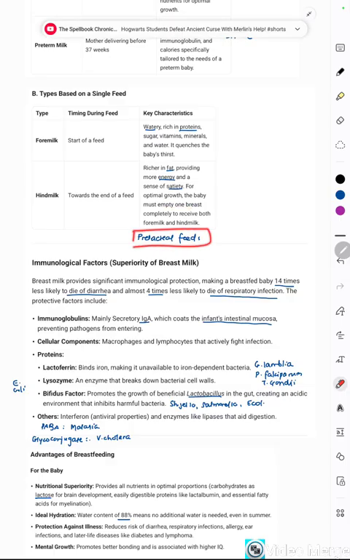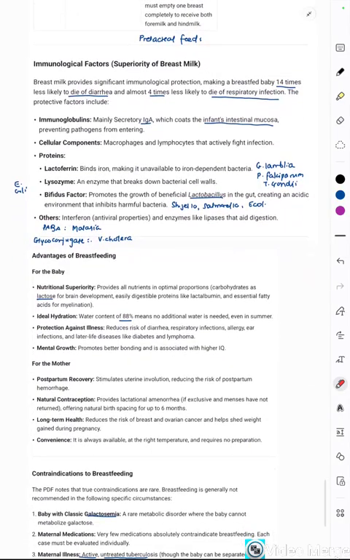Now, prelacteal feeds. If any prelacteal feeds are given, then these prelacteal feeds increase the risk of clostridial sepsis. Now, immunological factors which are present in the breast milk that make it superior to other milk. So, it consists of immunoglobulins IgA, which coat the infant's intestinal mucosa, and because of which the chances of dying due to diarrhea are 14 times less likely, while the chances of dying due to pneumonia or any respiratory infections is 4 times less likely.